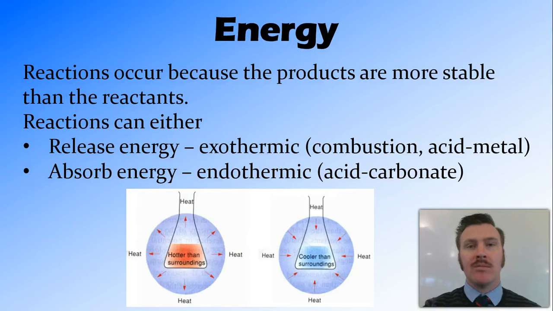The direction in which a chemical reaction occurs depends on how stable the reactants and products are. Now, we always want to move from a less stable to a more stable state, so the products are going to be more stable than the reactants of a reaction. To get to this state of stability, the reaction may either release energy in an exothermic reaction, such as combustion or the acid-metal reaction, or absorb energy from the environment in an endothermic reaction, such as the acid-carbonate reaction.